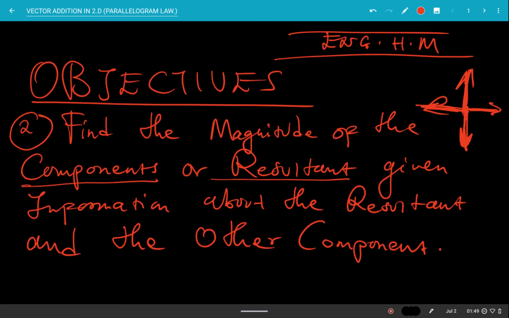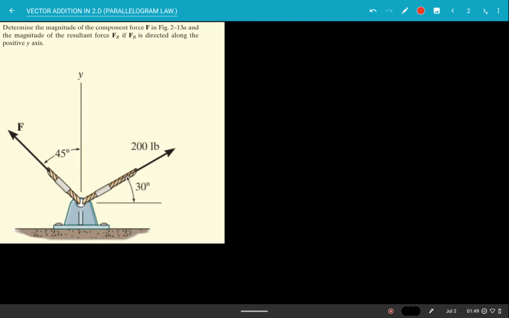Alright, let's get to it. So we understand this with an example. Okay, let's look at the example that we have. The example says determine the magnitude of the component force F, this guy here, and the magnitude of the resultant Fr. So we also have to find the magnitude of Fr. But there's more information given.